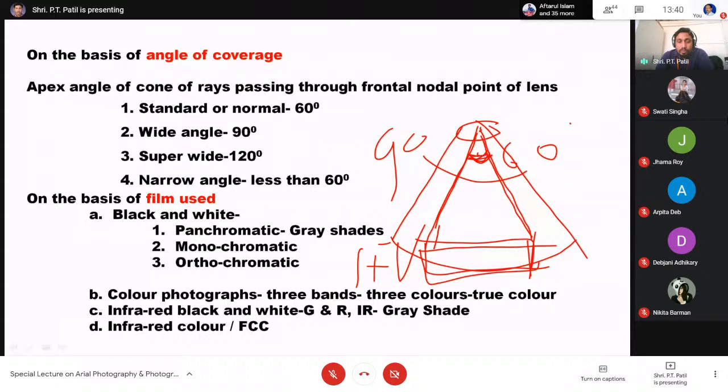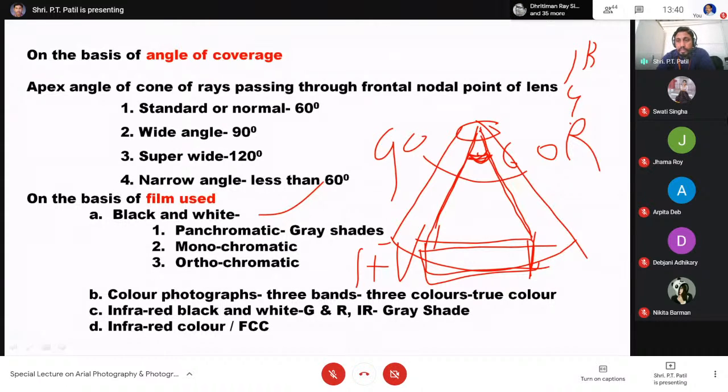Then, on the basis of the film used, what kind of film we use in order to capture the image also describes the type of aerial photograph. When we look at the first type, black and white aerial photographs are there. In the case of the black and white aerial photograph, generally we use all the bands, meaning all the visible bands: blue, green, and red.